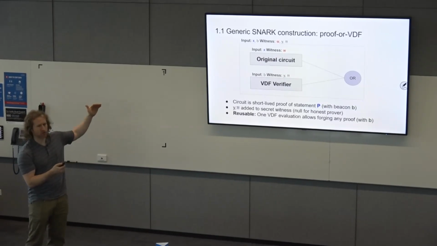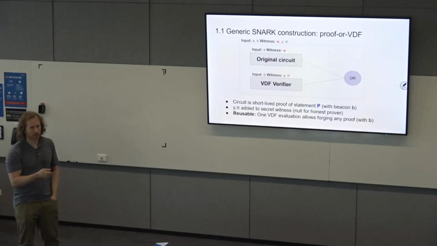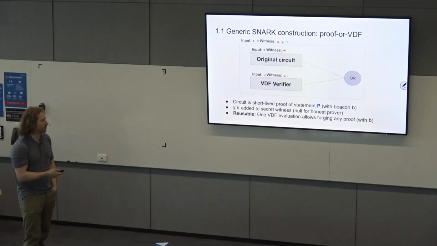The genuine prover just can prove the original circuit, so they don't have to worry about solving the VDF. And the forgery algorithm just solves the VDF, and then they don't have to worry about being able to prove the original statement. But of course, solving that VDF is really slow. So it allows you to forge, but at the cost of the slow computation.